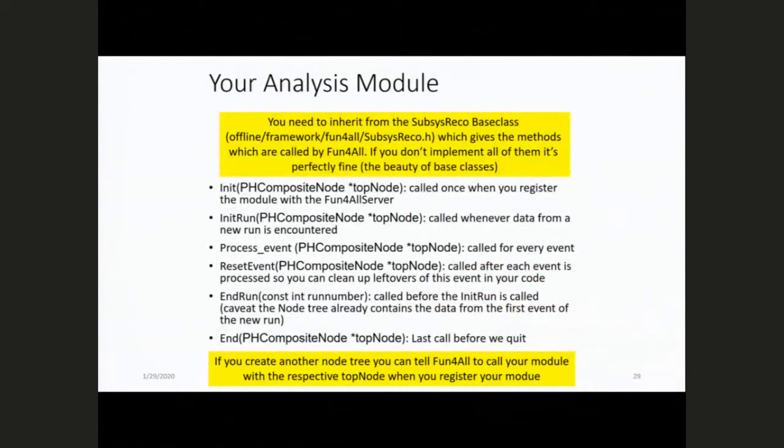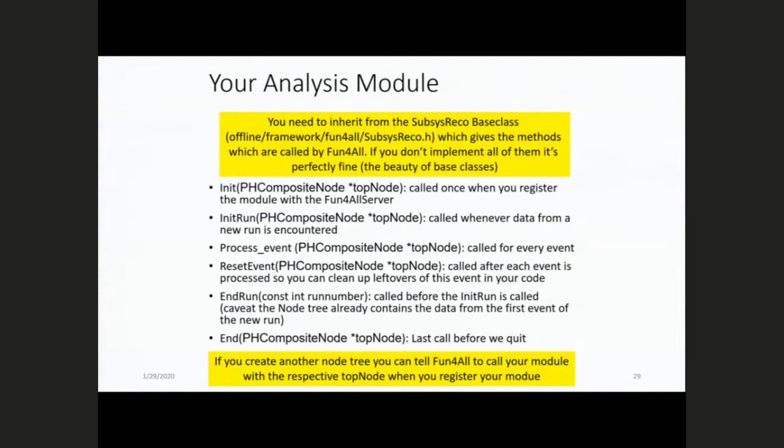Now, I talked a lot about analysis. So what does your analysis module actually look like? Again, we have a base class. Remember the C++, you have to know what a base class is. It gives you the methods which are called by fun4all. If you don't implement all of them, that's perfectly fine; they just don't do anything. We have six methods. You have an init method, which basically initializes your reconstruction module when you make a new one. You may want the node tree as an argument to figure out what else is around. This is called once when you register your module with fun4all.